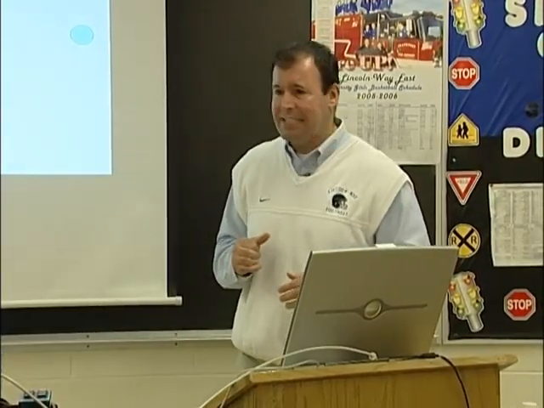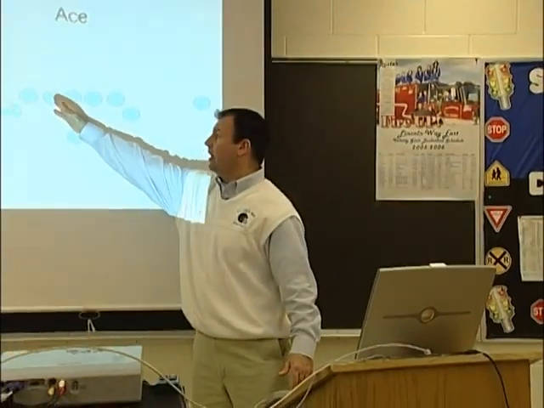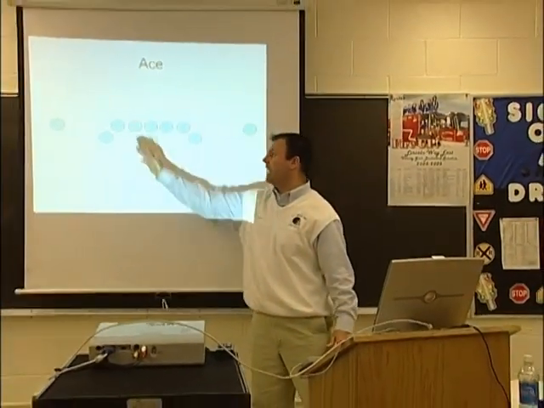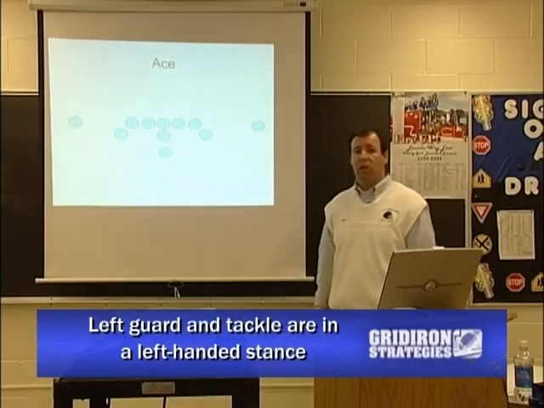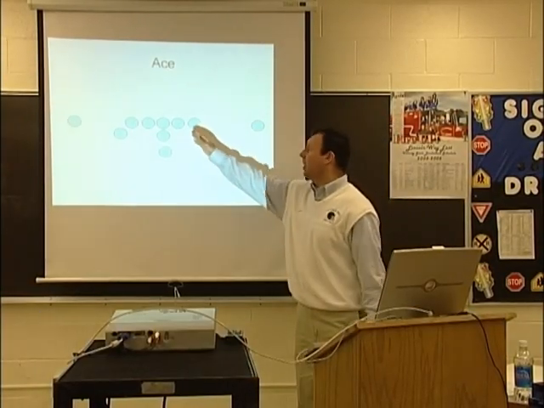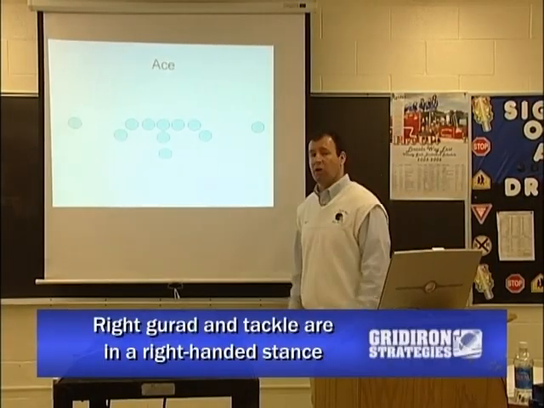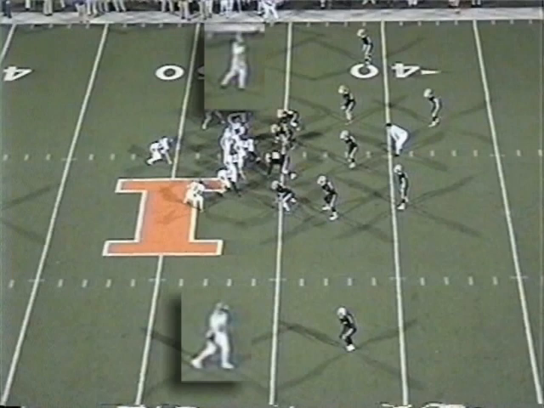Our stances in this. If you're on the left side and you're on the line of scrimmage, you are in a left-handed stance. So our left guard and tackle are in left-handed stances. Our center is snapping the ball. Our right guard and right tackle are in right-handed stances. Our two wide receivers are in 2-point stances. Okay? Their inside leg is up. Their hands are right around their chest or midsection in case we have a bump and run type of coverage, so they can get off the line of scrimmage.